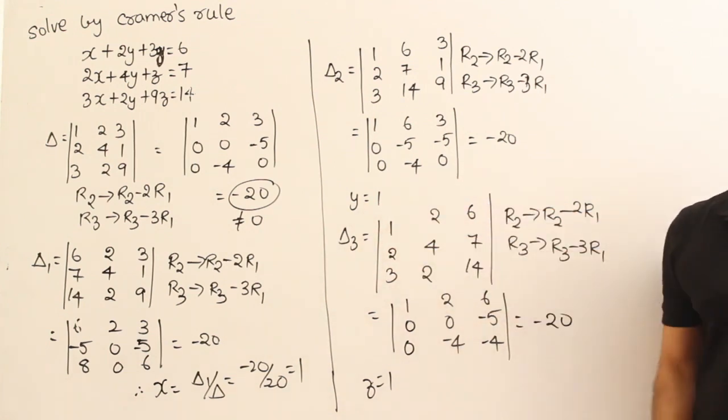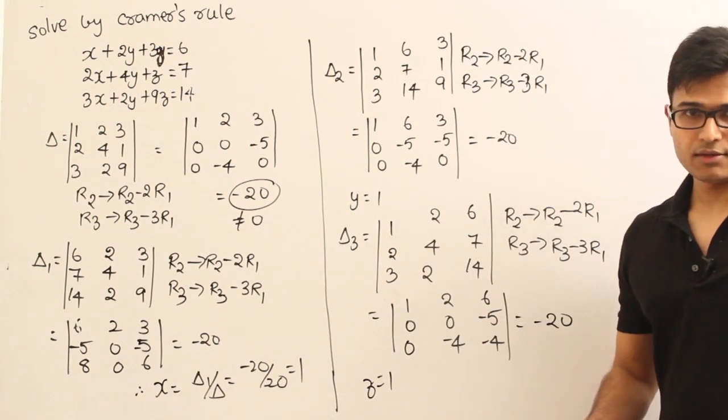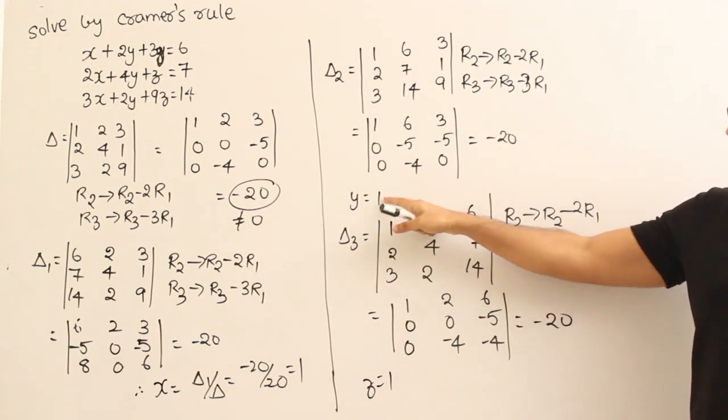Now what do we know about y? y equals delta 2 divided by delta, and since delta 2 and delta are both equal, y is 1.